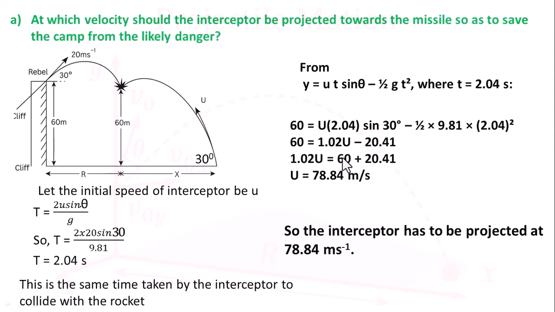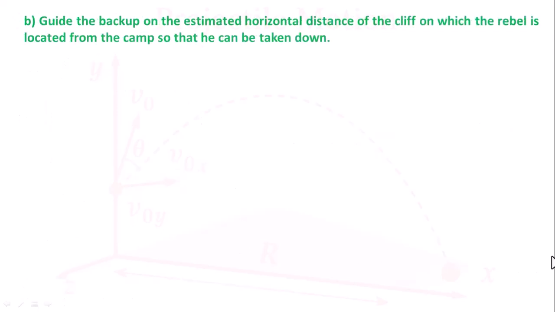1.02u is 60 plus 20.41. u equals 78.84 meters per second. So the interceptor has to be projected at 78.84 meters per second.